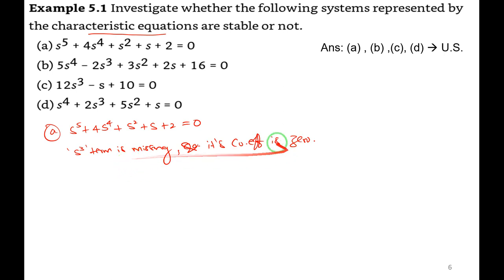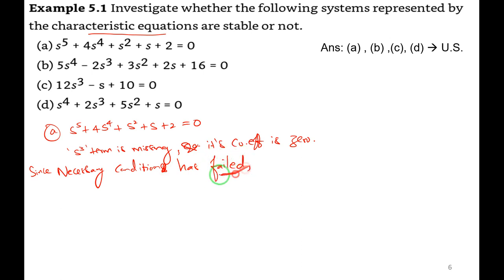The system is either unstable or marginally stable, that is one thing. The s cube term is missing, but since the necessary condition has failed, because the s cube term is missing and its coefficient is 0, we will not make use of this condition. Since its coefficient is 0, the system can be unstable or marginally stable. Since the necessary condition has failed, the given system is unstable.